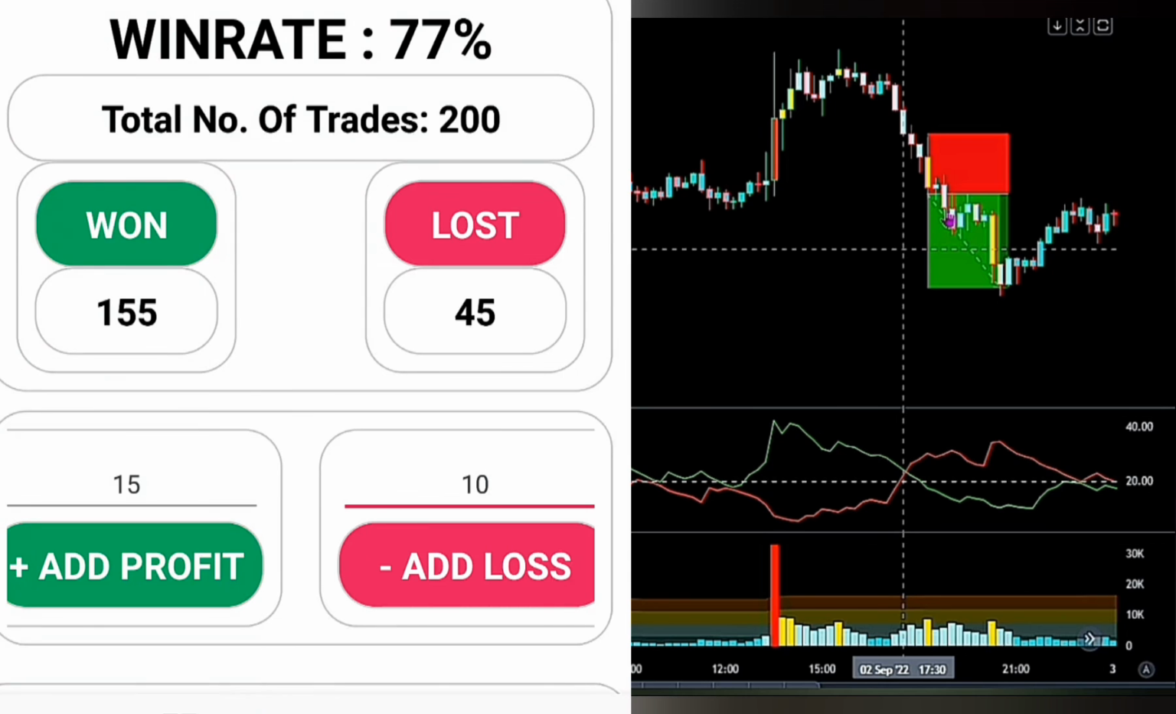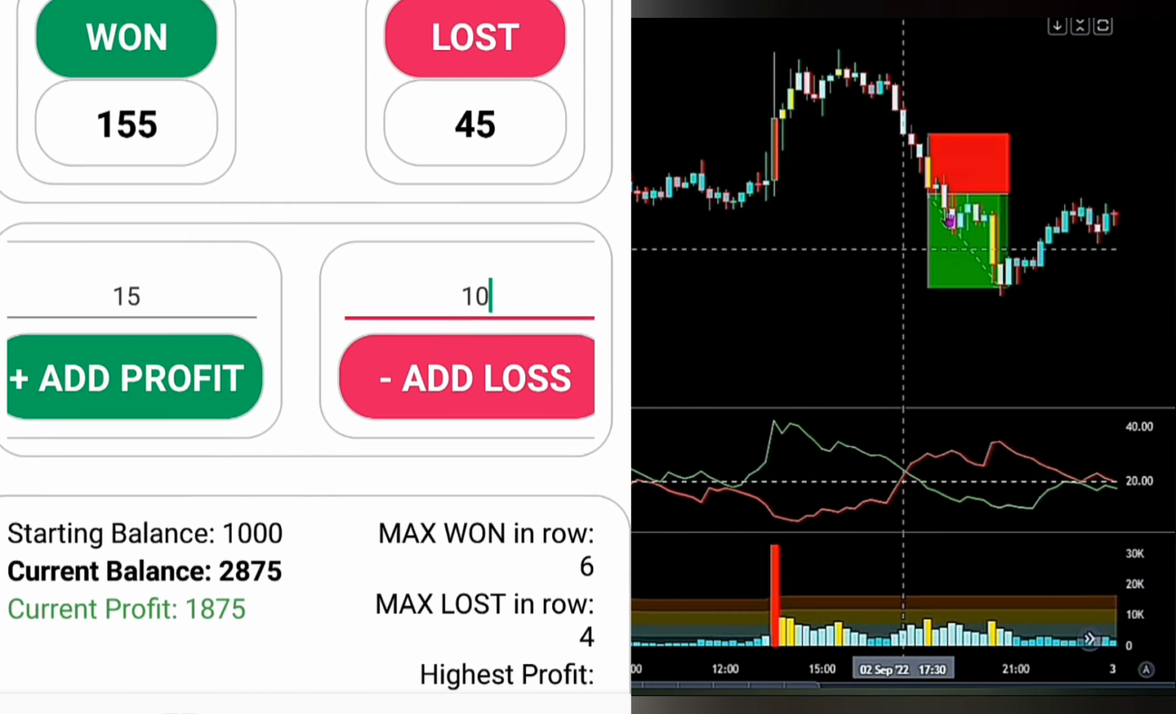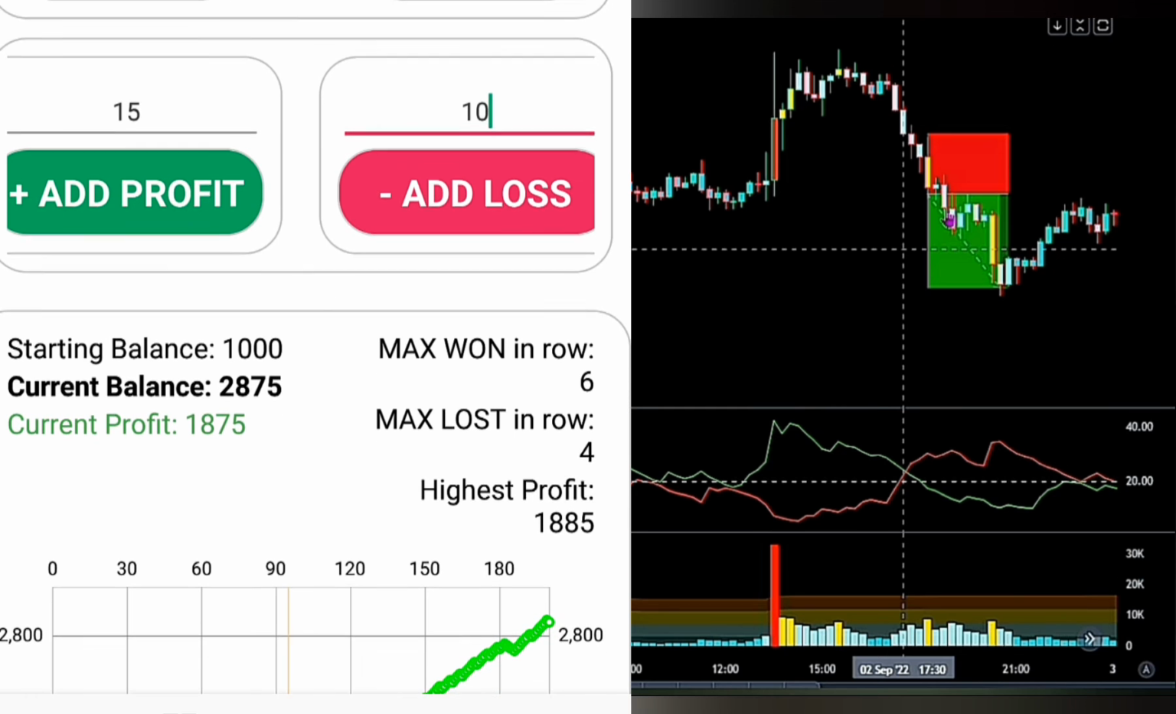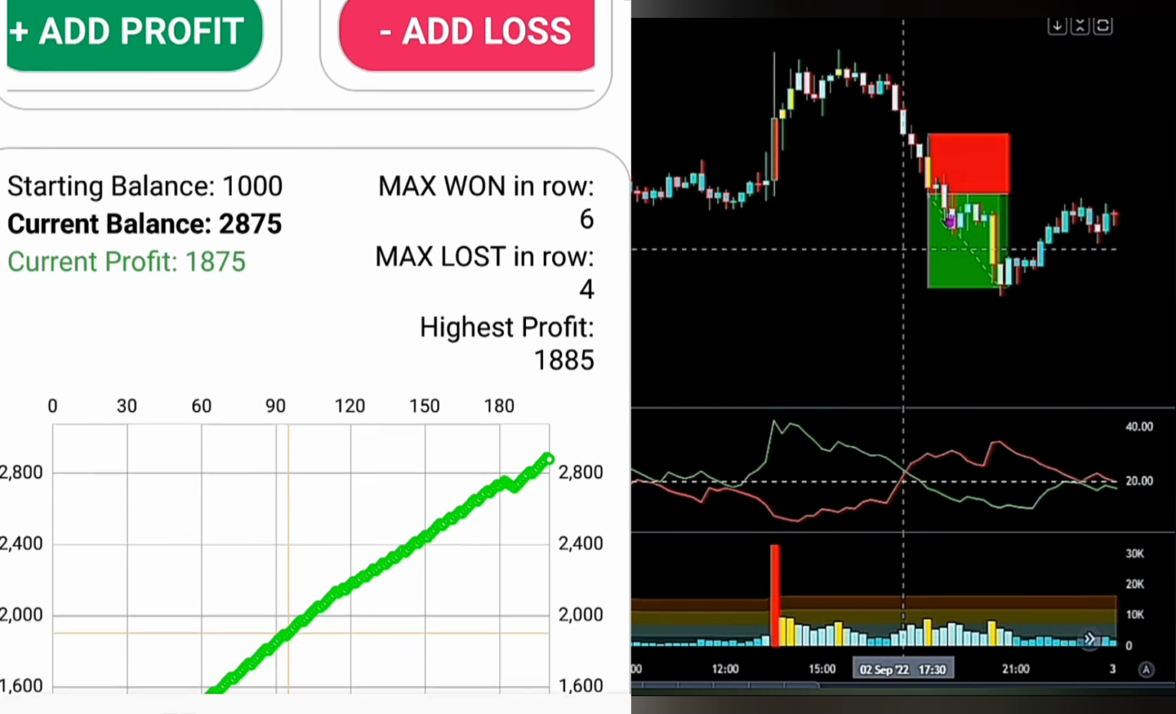So we just finished the backtesting for this strategy, and we can see that the results are amazing. We had a win rate of 77% in 200 backtested trades, having won 155 trades and lost 45, which made us 187% return on investment.